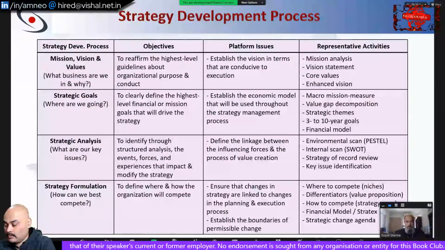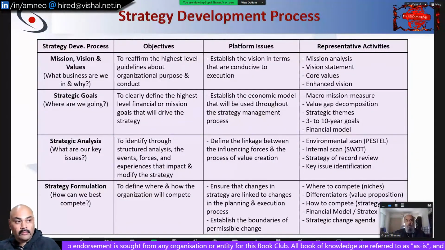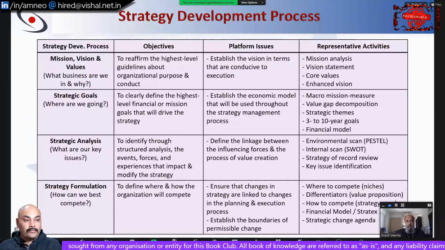We looked at this also. We were discussing the same details I just told you. So you develop the mission, vision, values, then you decide on the strategy goals, do the analysis, formulation, and then implementation of the strategy. This is the complete cycle of strategy management, which includes the development and strategy implementation.